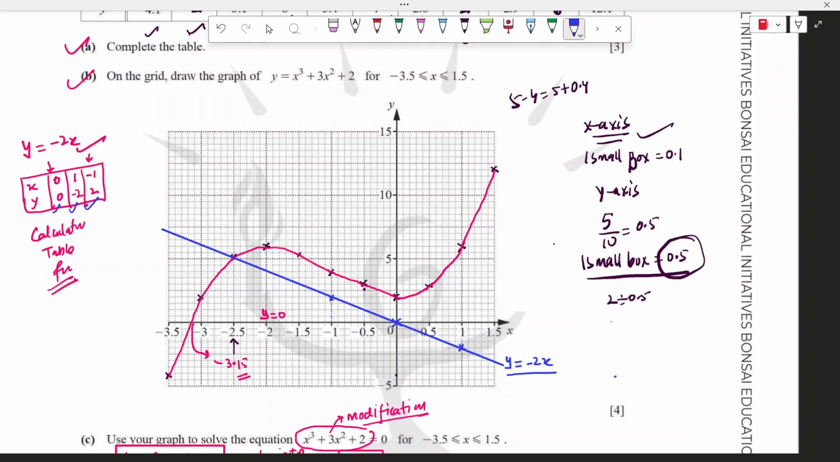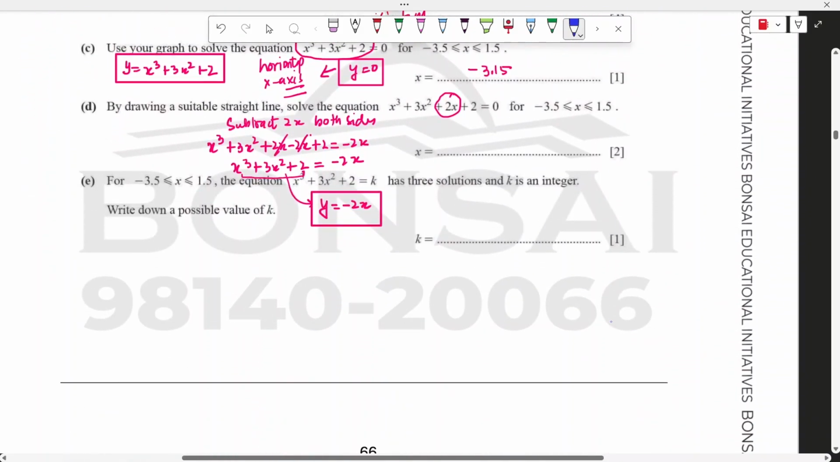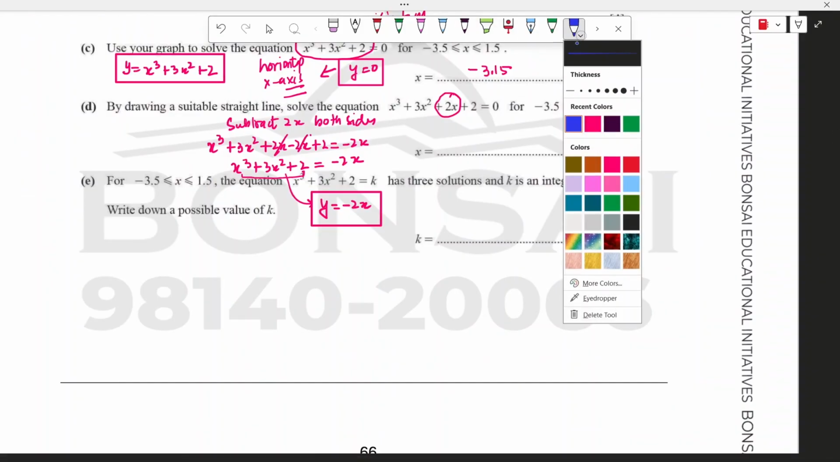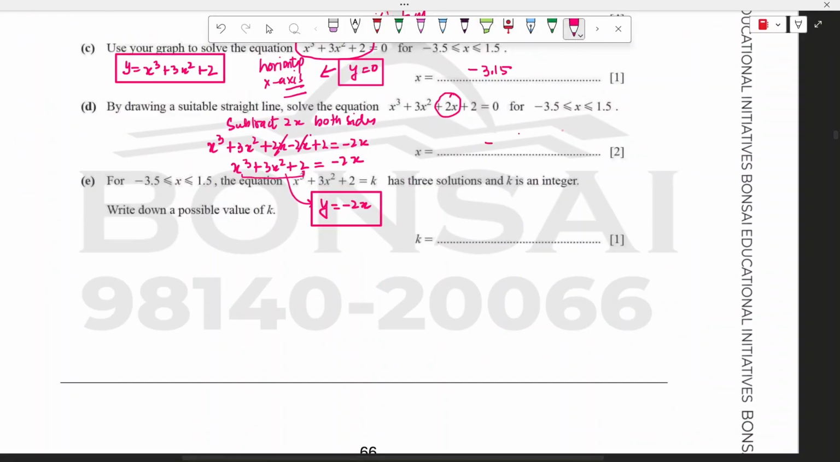So I have drawn here and it is cutting the x axis at this point. And what is the x here? The x here is minus 2.5. So hence the solution for the graph of this equation is minus 2.5.